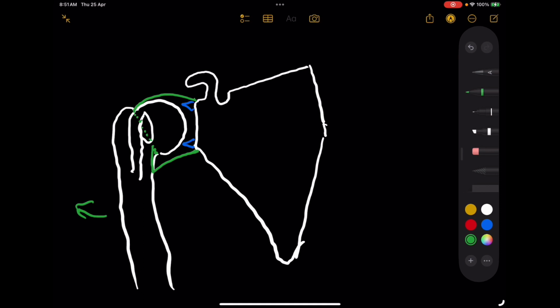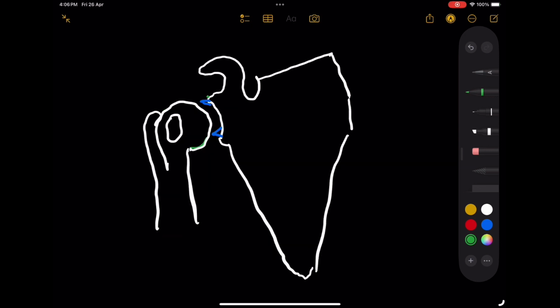It is strengthened by the superior, the middle, and the inferior glenohumeral ligaments. Arising from the supraglenoid tubercle within the capsule is the long head of the biceps, which is held into the bicipital groove by the transverse bicipital ligament.